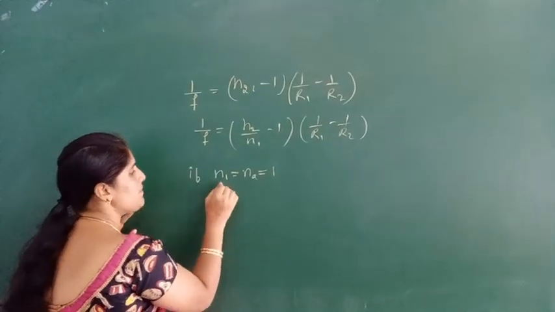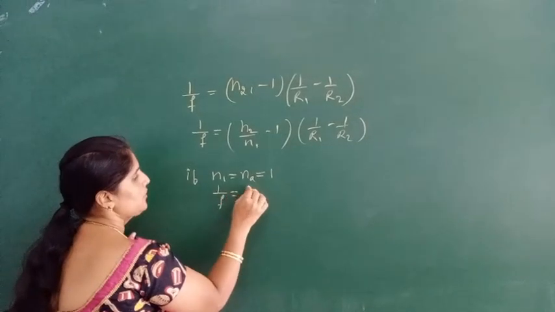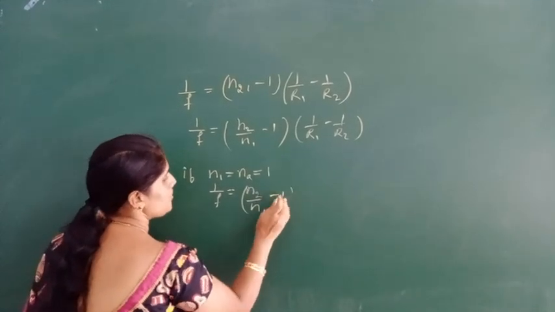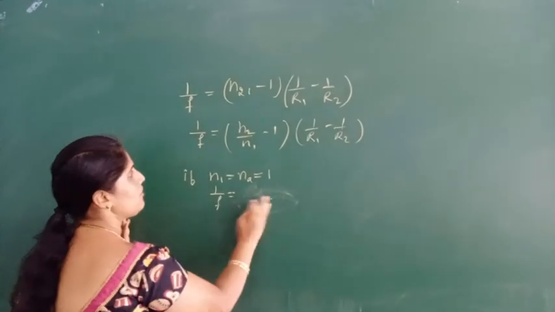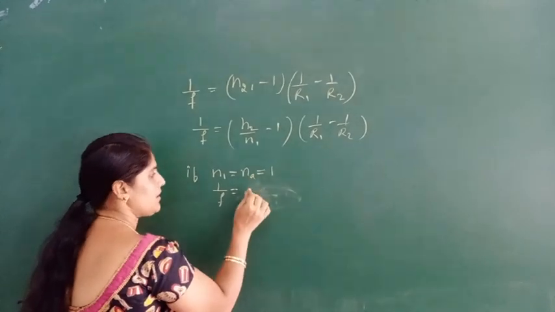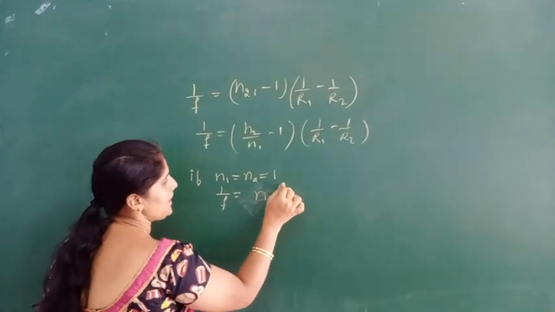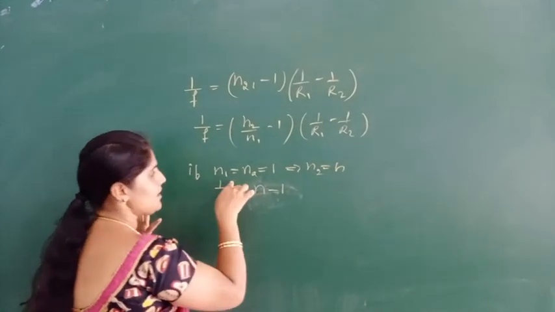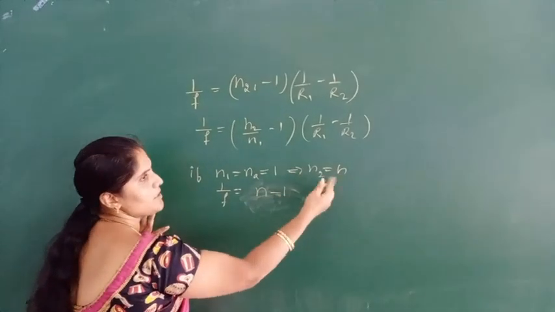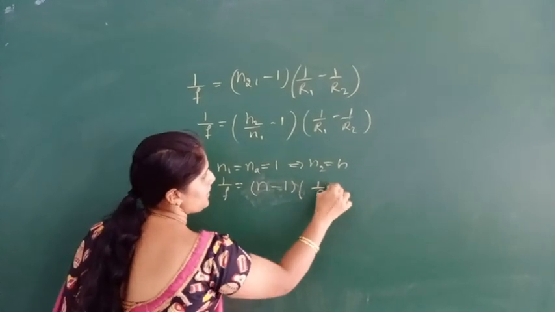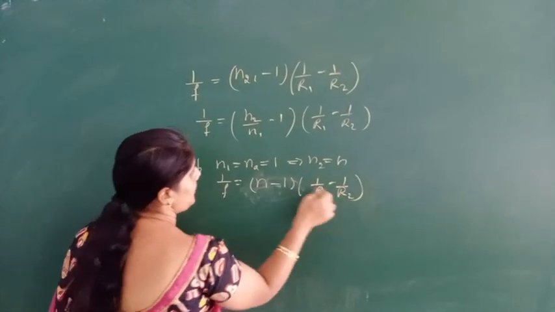So this formula becomes, sorry, if n1 is equal to 1, then the formula becomes 1/f = (n2 - 1)(1/r1 - 1/r2). That can be generally written with n2 as n. If n1 is 1, then n2 is equal to n. So 1/f = (n - 1)(1/r1 - 1/r2).